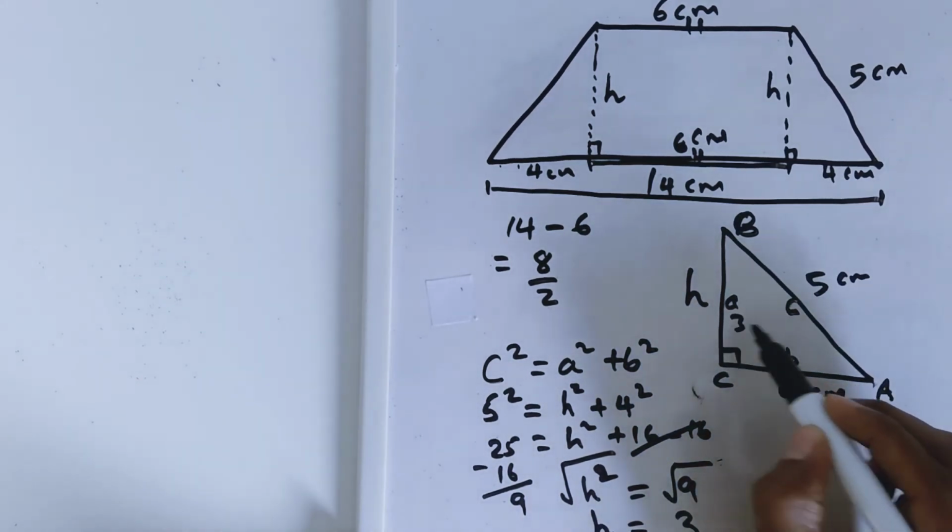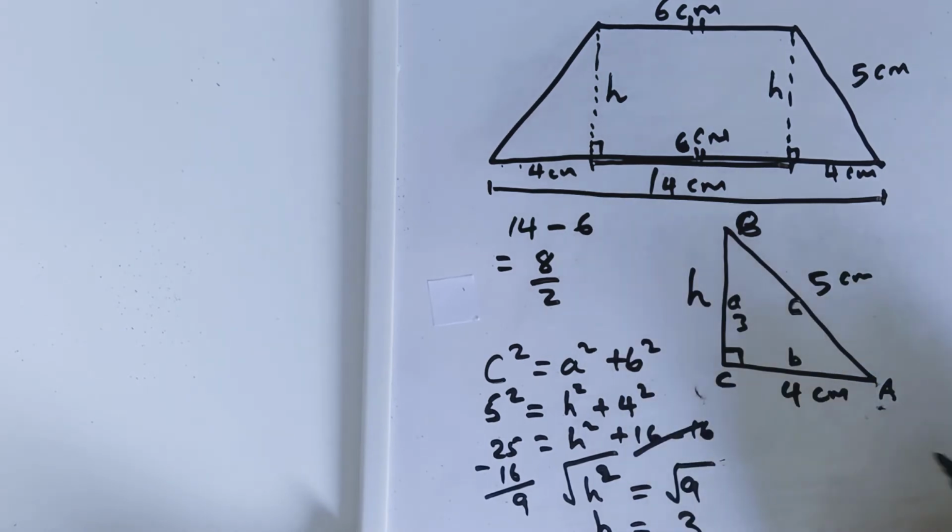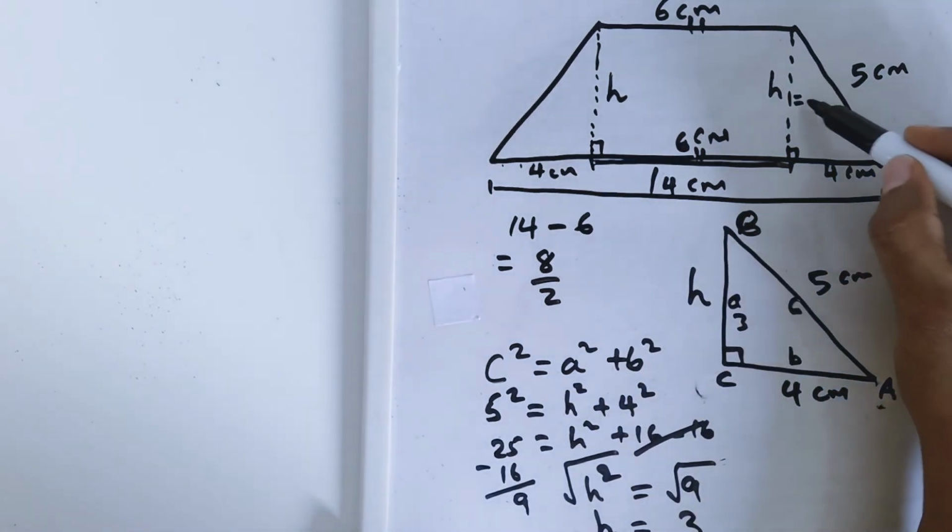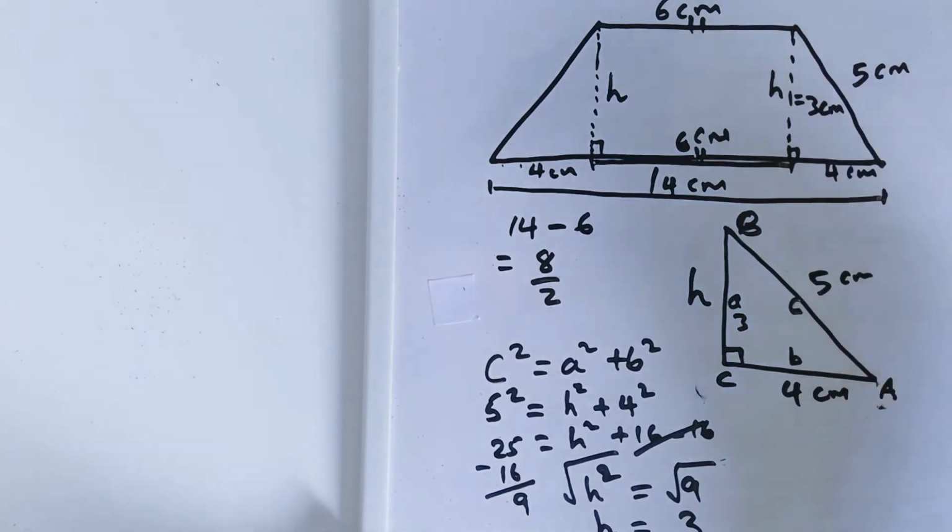So we have the height of the triangle as 3 centimeters. So the height of the trapezium is also 3 centimeters, because that's what we were looking for.